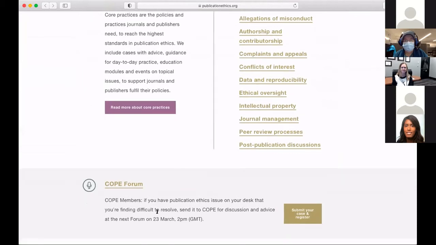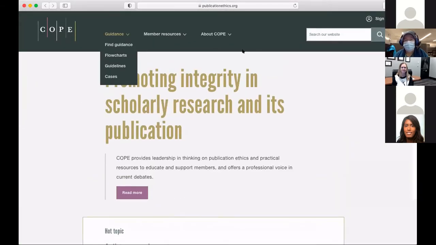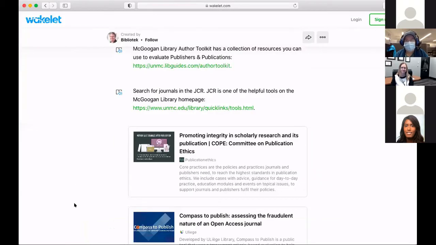Man, this is not showing me what it showed me yesterday. So I was hoping that they had a little bit more. Generally, you're supposed to be able to look up and see if a journal is a member of COPE, and that will give you another idea of if it's real or not. And I know I'm not supposed to say real.